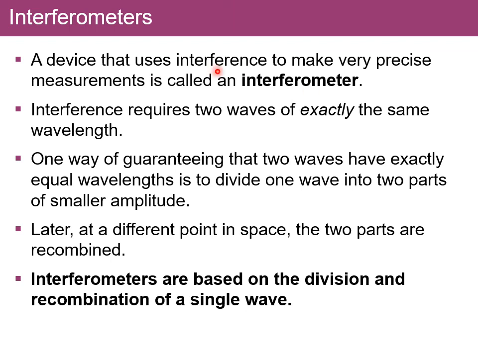A device that uses interference to make very precise measurements is called an interferometer. Interference requires two waves of exactly the same wavelength. One way of guaranteeing that two waves have exactly equal wavelengths is to divide one wave into two parts of smaller amplitude. Later, at a different point in space, the two parts are recombined. Interferometers are based on the division and recombination of a single wave.